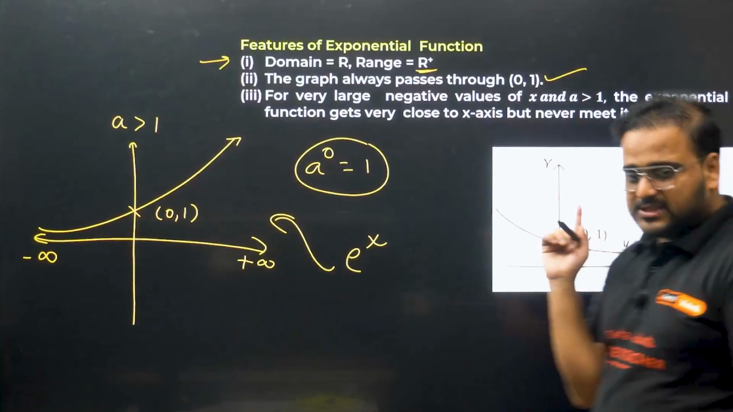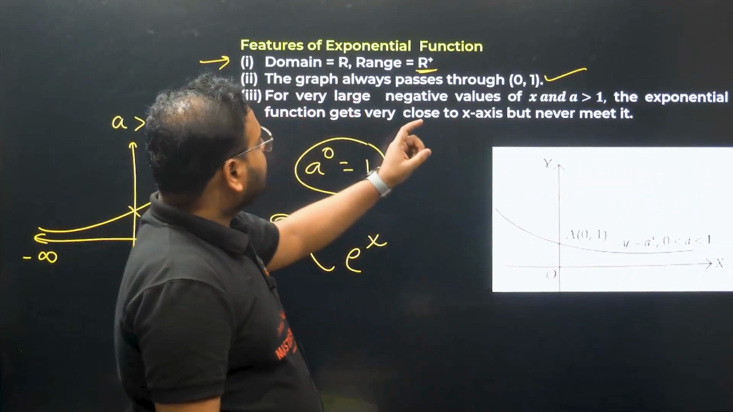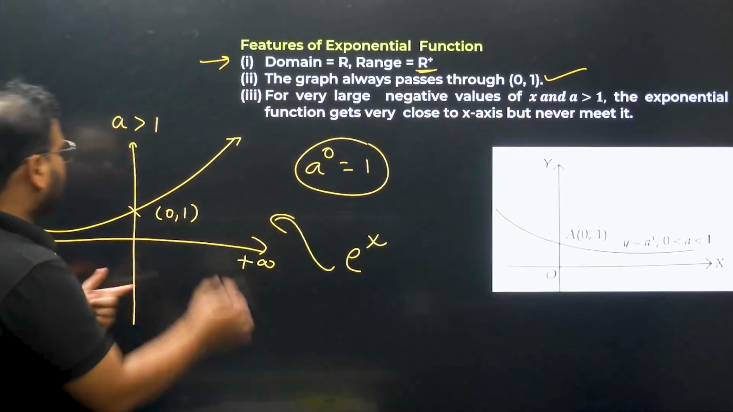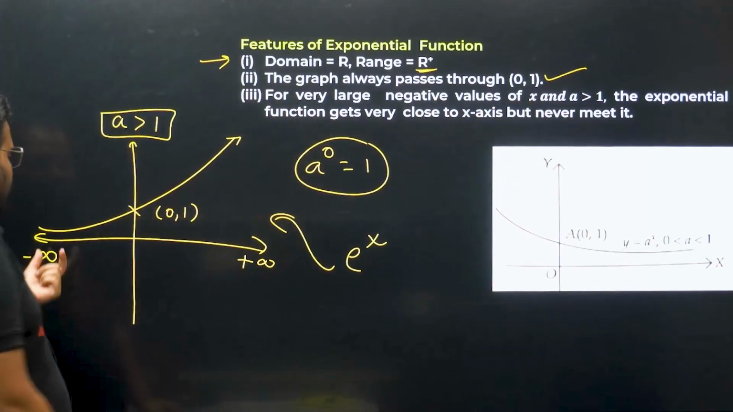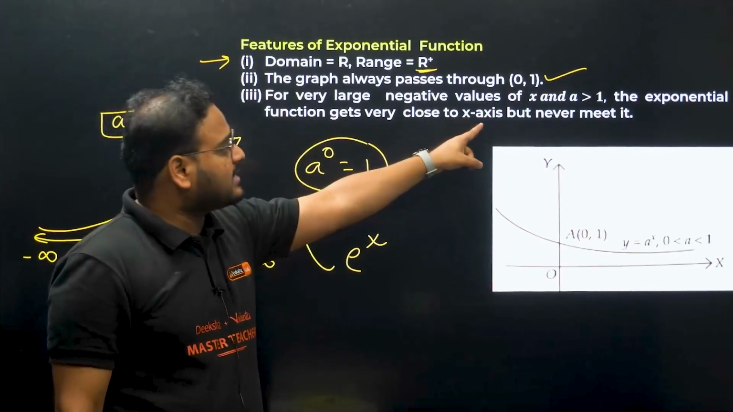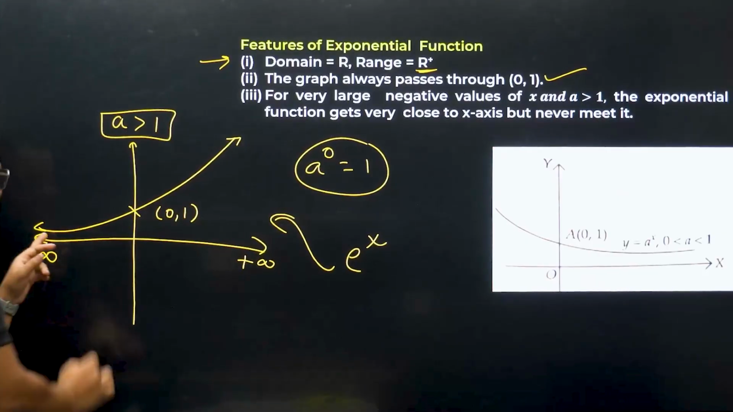For a very large negative value of x, now this point you understand very clearly. This is talking about this side, where x takes very large negative values, for a more than 1. For bigger negative values of x, what happens? The exponential function gets very close to the x-axis but never meets it. Isn't this graph coming very close to the x-axis but never meeting it?